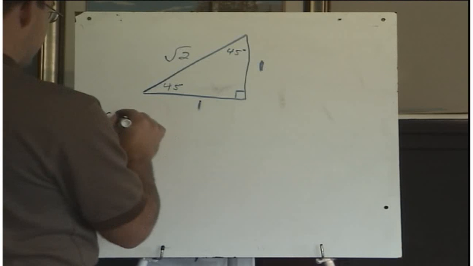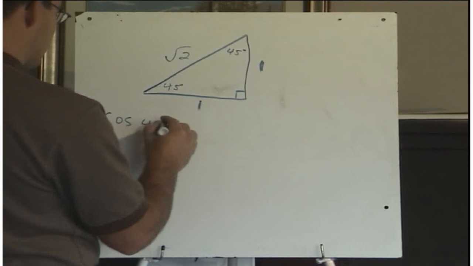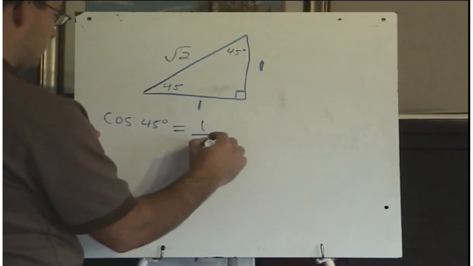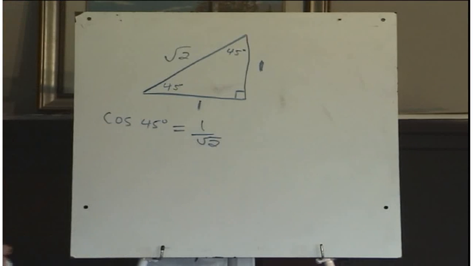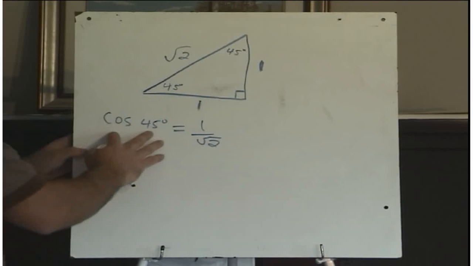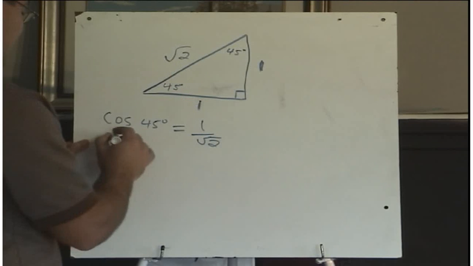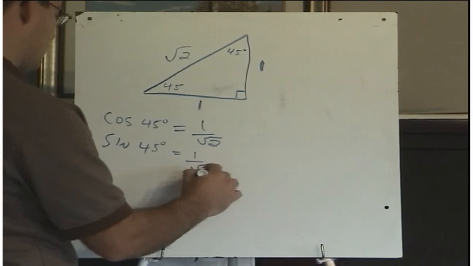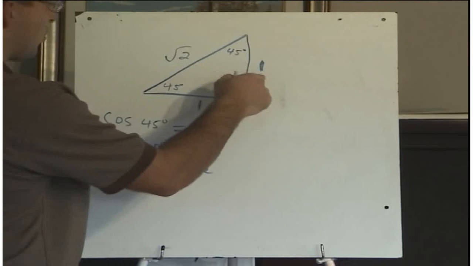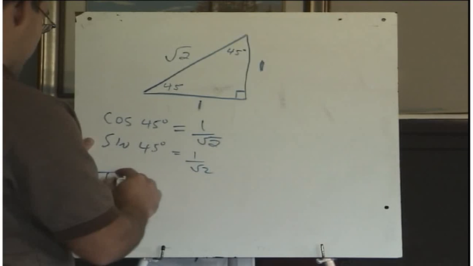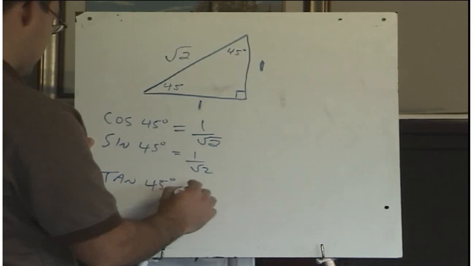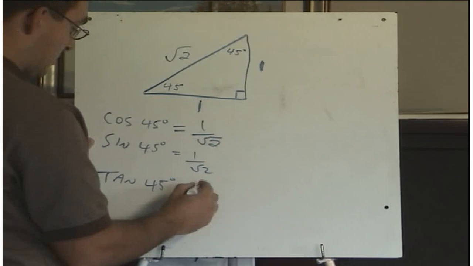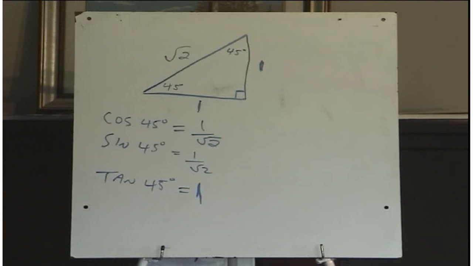So now I can find out exactly what is the cosine of 45 degrees. Well, cosine is adjacent over hypotenuse. So without a calculator, I know that cosine of 45 is 1 over root 2. And the sine of 45 is also opposite over hypotenuse, so also 1 over root 2. And tan 45 is opposite over adjacent. Opposite over adjacent is 1.